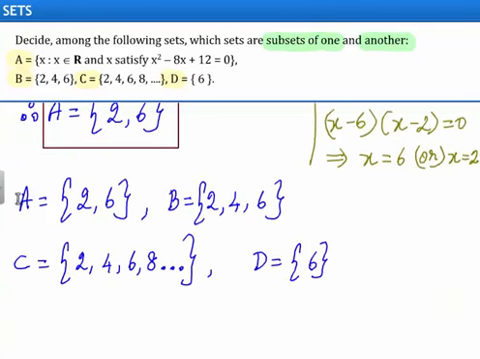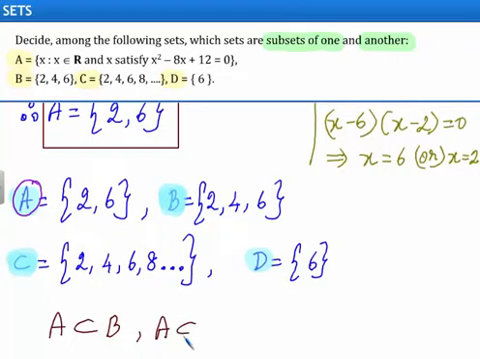These are the 4 sets we have. Now we need to find which sets are subsets of one and another. Let us consider the set A. Set A is a subset of set B and set A is a subset of the set C, since the elements of the set A are in the set B as well as the set C.